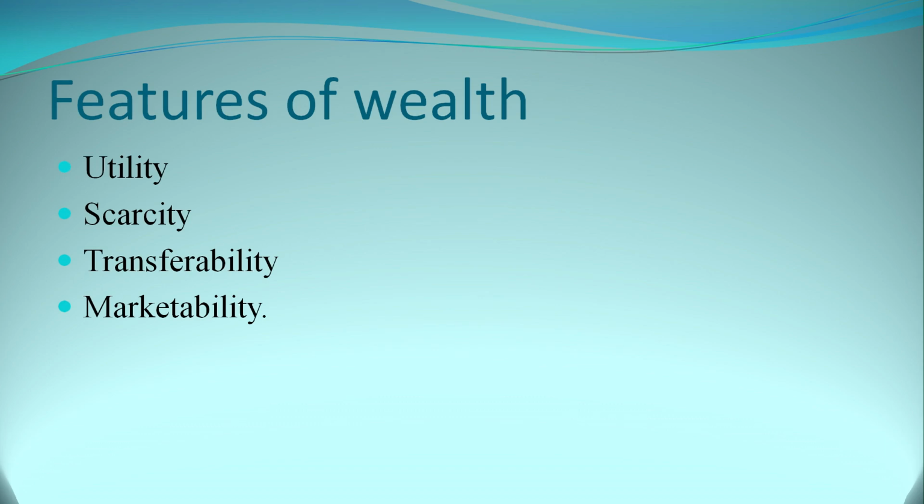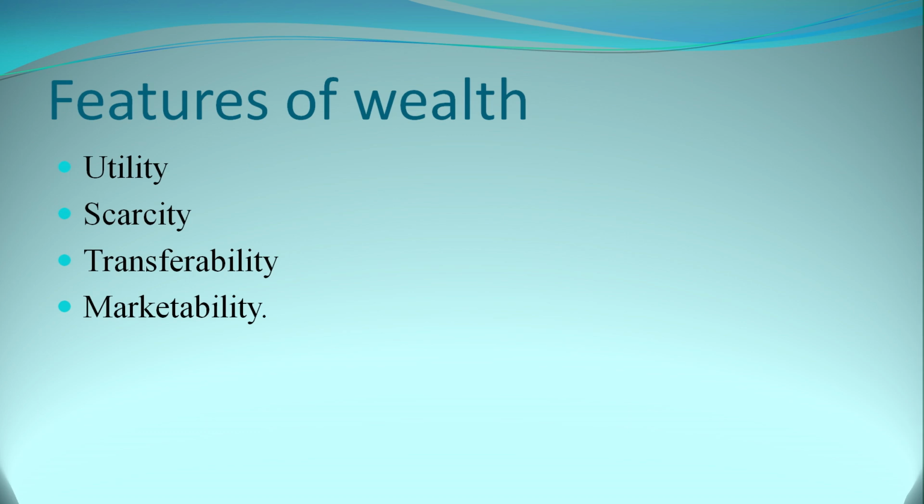Clear? So transferability. Next is marketability. It should be marketed. We can purchase and sell the things. So when we can purchase and sell the things with the existence of externality, with the existence of the character of externality, that is called wealth. So wealth has four attributes, four characters: utility, scarcity, transferability and marketability.